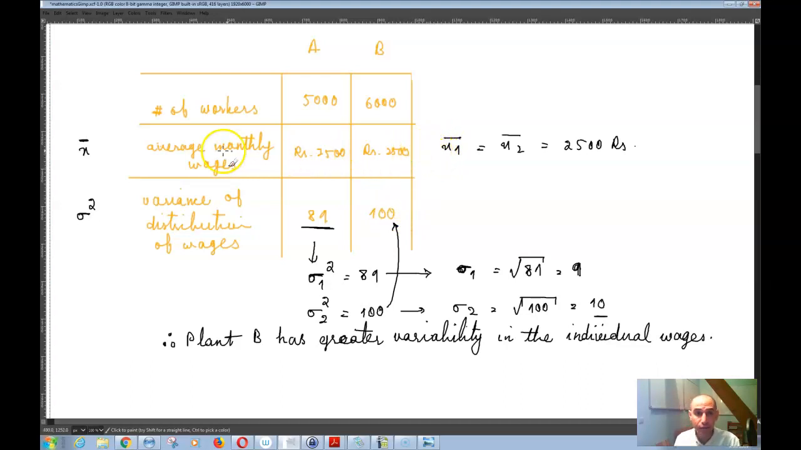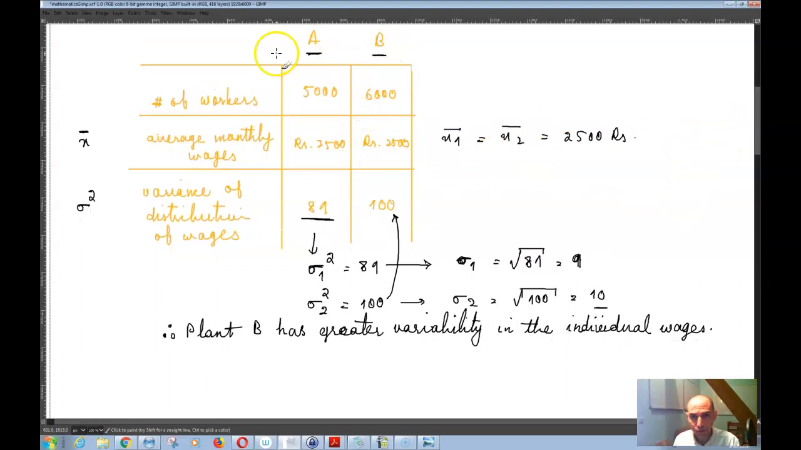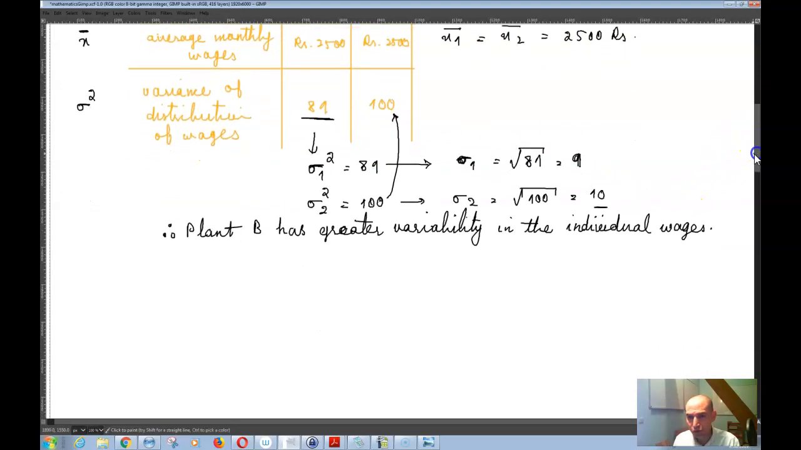what we have done here is that we have taken the standard deviation of plant B and of plant A, and we have divided both of those numbers by x bar. This is what you do to calculate the coefficient of variance, which is CV. You take the sigma of the distribution, divide it by x bar, and multiply it by 100.